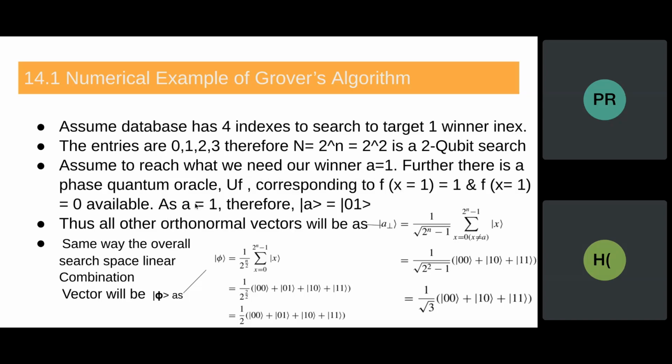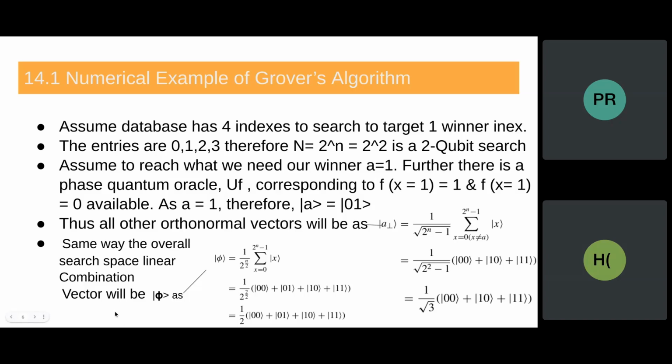Further, there is a phase quantum oracle. So we discussed last time how to generate a phase quantum oracle UF. There is a formula which we applied, and that formula is available to us, but we'll go with the flow right now. Here we have to talk about three vectors.